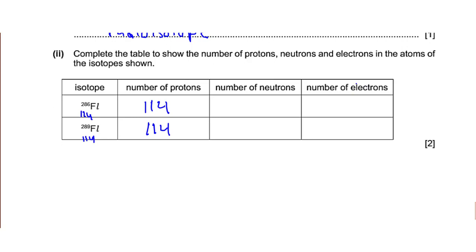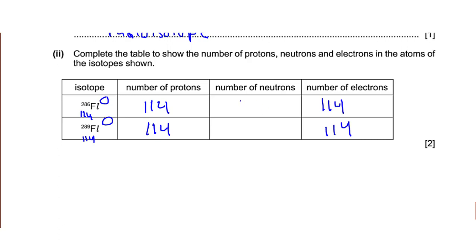Okay, what about the number of electrons? Let's check please here. We don't have any charge. We don't have any charge. So it means the same number of electrons because this is a neutral atom. So 114, and here is the same, 114.